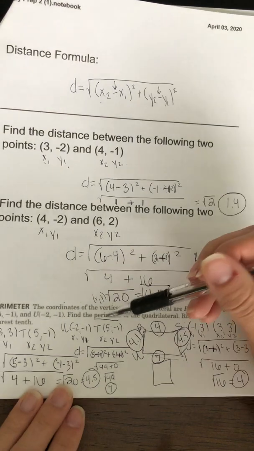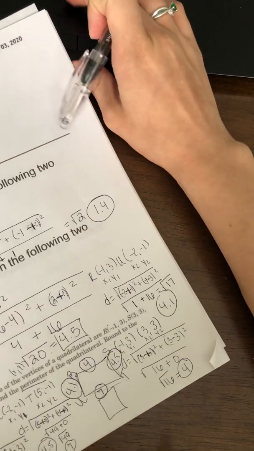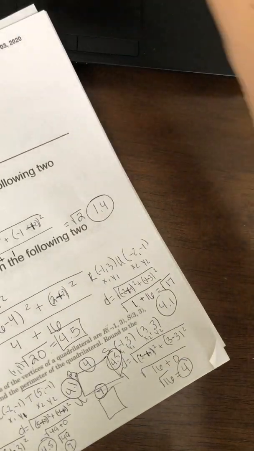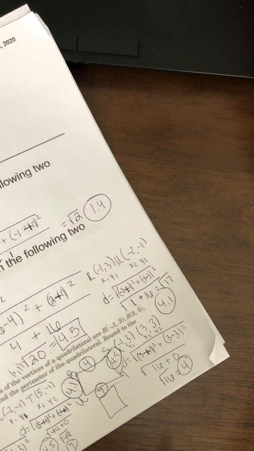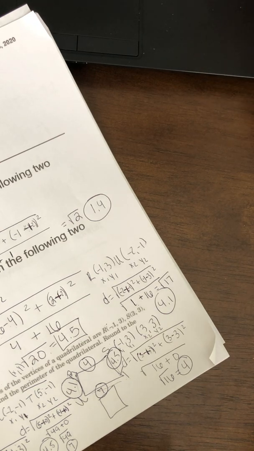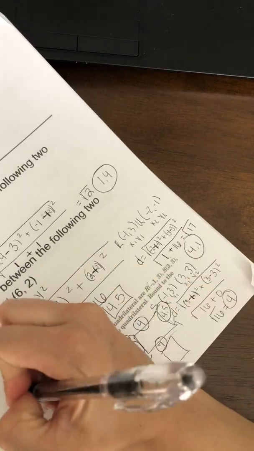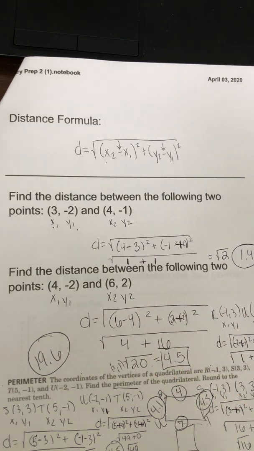But now I can answer the question. It says find the perimeter. The perimeter is when you add up all 4 sides. So you need to add up 4.1 plus 4 plus 4.5 plus, what is it, 7? Yep. 19.6. So that is, and it said round to the nearest tenth, which I did, and that is the perimeter of that quadrilateral. So that's how you'll use it in geometry next year.